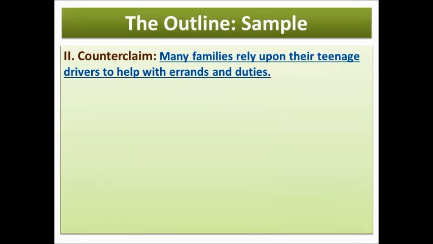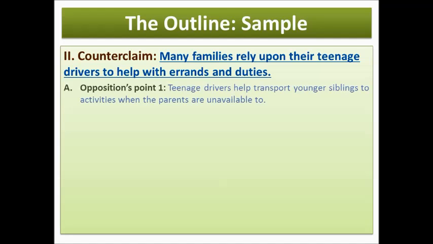After we've composed our introduction, it's time to develop our first body paragraph, Roman numeral 2. This is where we write our counterclaim. Many families rely upon their teenage drivers to help with errands and duties. You'll notice that this is identical to the counterclaim from our introduction paragraph and our introduction outline. Our first job here is to provide a point that the opposition would make in support of the counterclaim. They would say, teenage drivers help to transport younger siblings to activities when the parents are unavailable to.